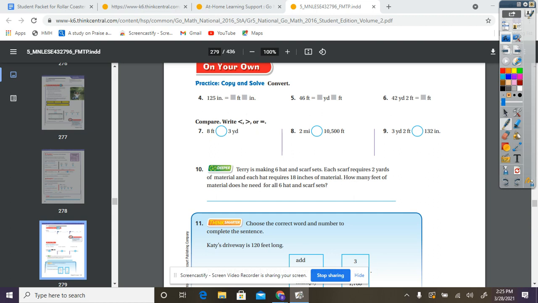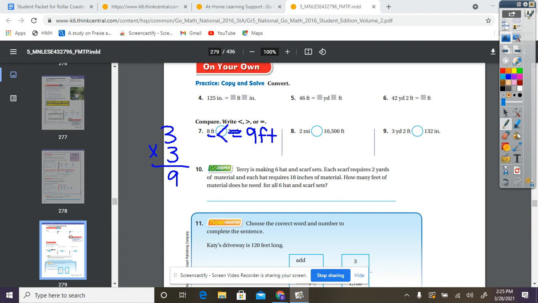I mean that since I have feet and I have yards, yards is the bigger one, so I'm going to change those yards to feet. How many feet are in 1 yard? 3. When you're changing big to small, remember you multiply, so 3 times 3 is 9. So if I mark this out, I make this 9 feet. I'm now comparing apples to apples, the same units to the same units, feet to feet. Which one's bigger, 8 or 9? 9 is bigger, so the Pac-Man eats the 9.